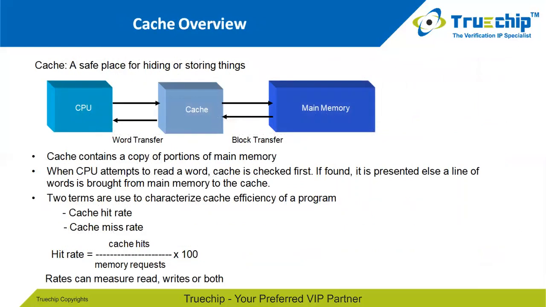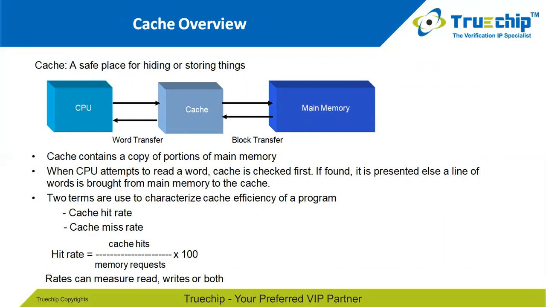Now, before starting the TileLink Cached, we'll go through some basic concepts of the cache. What is a cache? A cache is a place for hiding and storing things. As you can see in the figure, we can place a cache block between a CPU and the main memory block. The cache contains a copy of a portion of main memory. When the CPU attempts to read or write a word, the cache is checked first. If found, it is presented. Otherwise, a line of words is brought from the main memory to the cache.